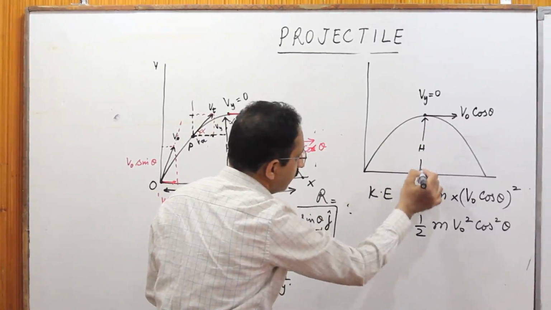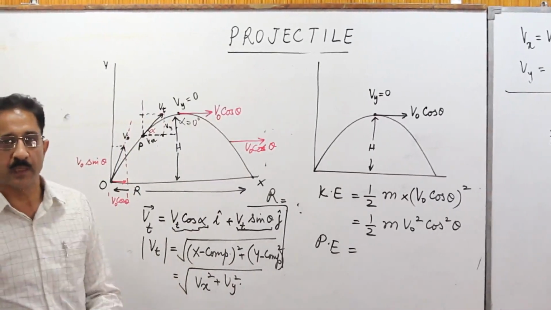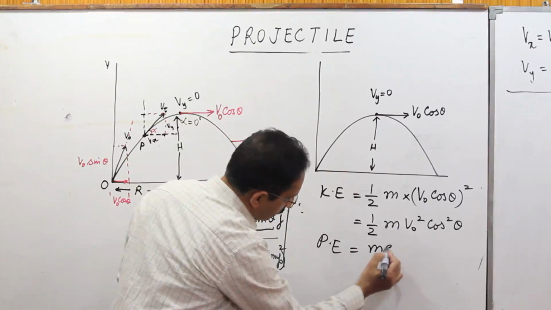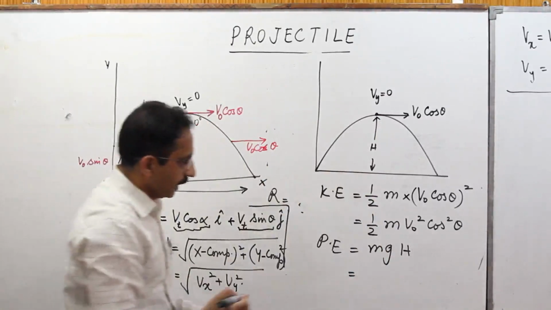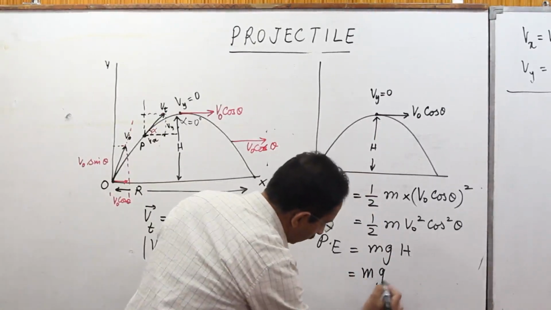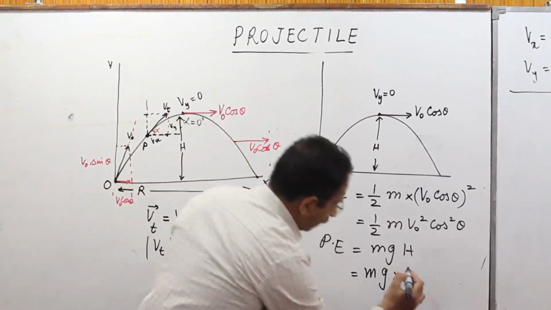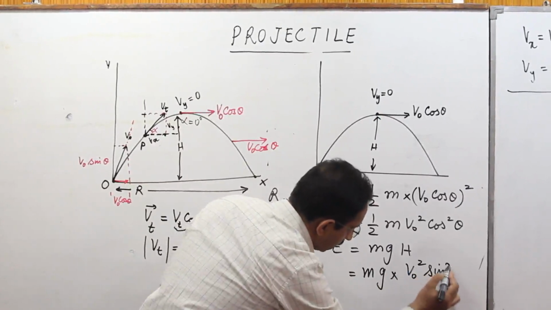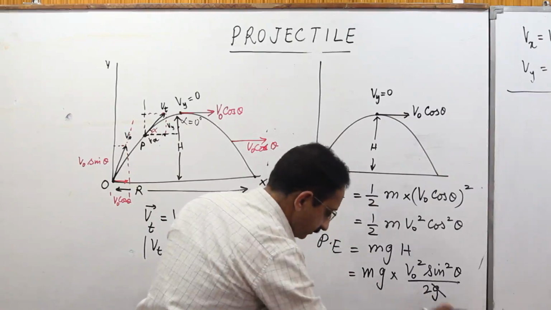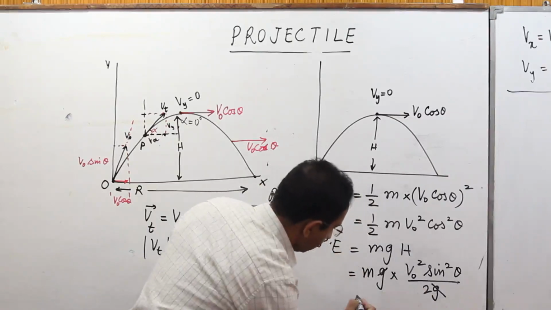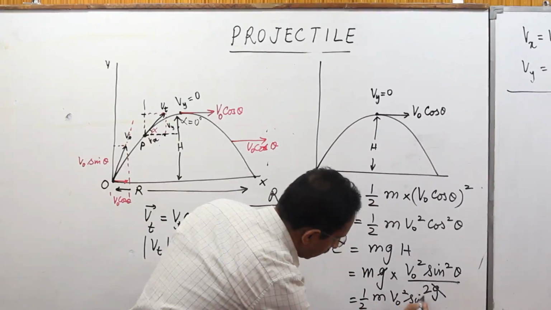If this height is h, very simple. In a gravitational field, if we move an object near the surface of the earth, then its potential energy is equal to mgh. And what is the value of this mgh? It will be m into g into the maximum height. You know that it is equal to v0 square sin square theta divided by 2g. So g and g get cancelled. This gives you 1/2 m into v0 square sin square theta.